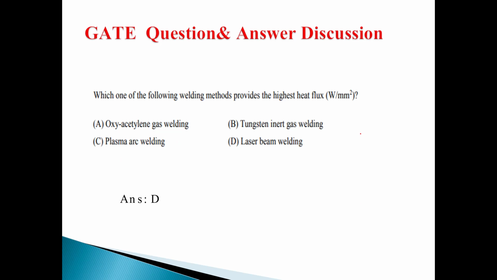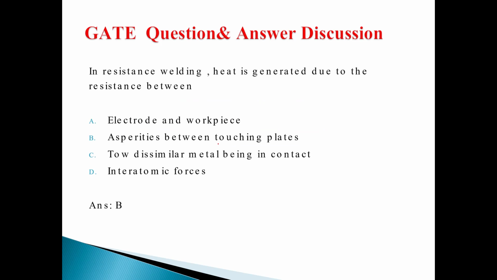So from this, the answer is D. Next, resistance welding: heat is generated due to the resistance between electrode and workpiece, as per the resistance between touching plates. Two dissimilar metals being in contact, interatomic force. So the answer is B, as per the resistance between touching plates.